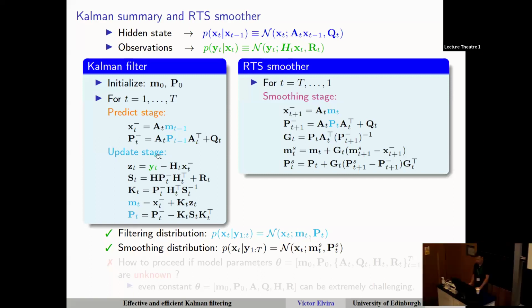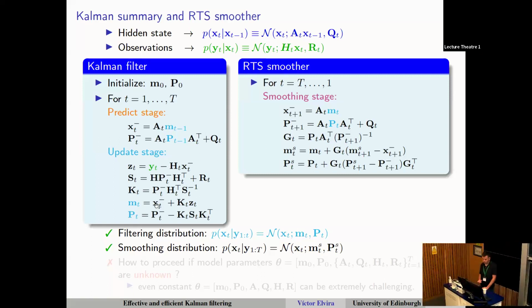Then what you do at each time step is to do these seven equations, and you go from the mean and covariance of the filtering distribution at t-1 to the new mean and covariance. This is the high-level perspective. Without understanding any detail, you observe a new observation, you incorporate it, and you go from this tube to this tube.